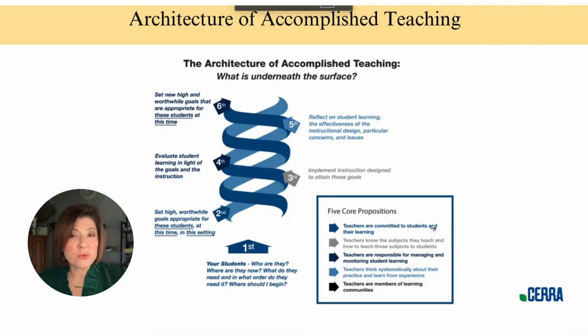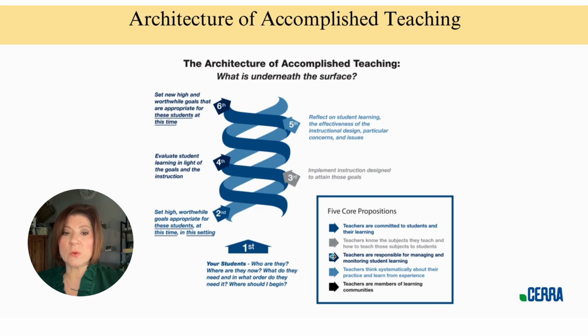So we're going to go through that architecture of accomplished teaching. You'll want to keep this in your mind as you're working through Component 3. Beginning with those 5 core propositions down here at the bottom right-hand corner of your screen, we're going to go through each of these. The first core proposition is teachers are committed to students and their learning. Core proposition number 2, teachers know the subjects that they teach and how to teach those subjects to their students.